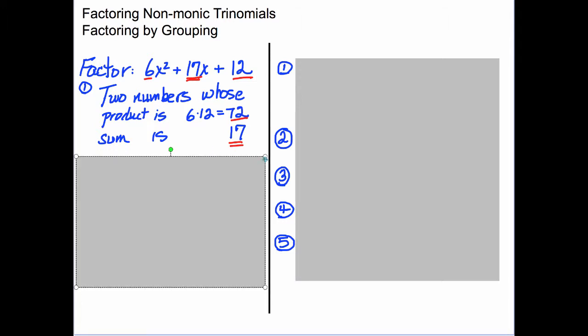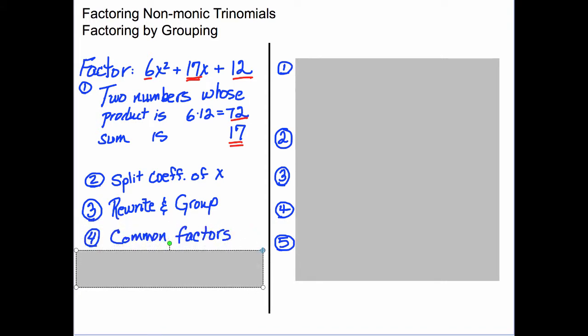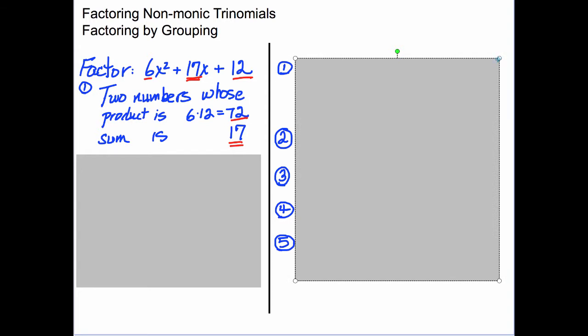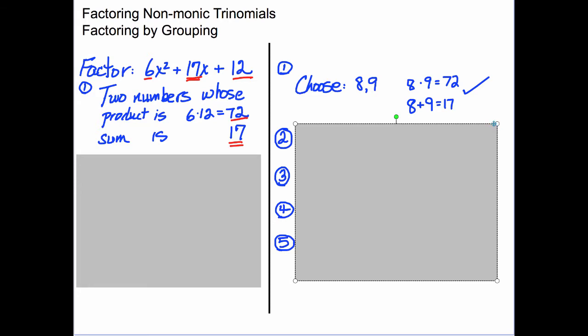The next thing is to split the coefficient of x, 17x, into two parts, then rewrite and group, find common factors, and then finally factor. So let's take those steps one at a time. Now I've done a little work ahead of time in this video, and I have found that the two numbers that we need to choose are 8 and 9 to multiply to 72 and add to 17. And we can see that that's correct.